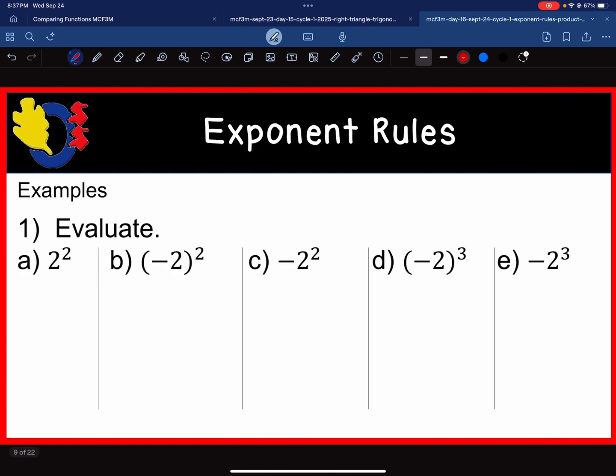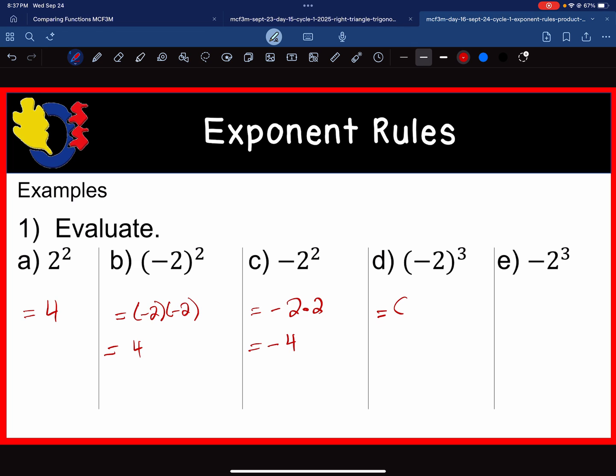Okay, we're just going to look at what happens when we have brackets or no brackets. Okay, so for the first example here, we have 2 squared. So business as usual, no negatives to worry about, so this is just equal to 4. Part B, this is the same as -2 times -2, which is equal to positive 4. The next example, we have a negative in front and only the 2 is squared. So it's like we have 2 times 2. So it's -4 for that solution.